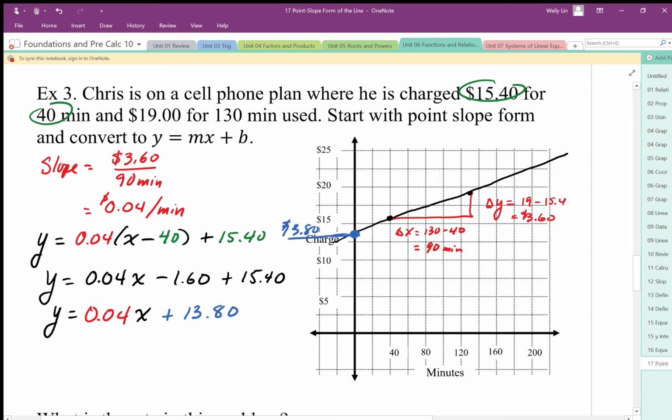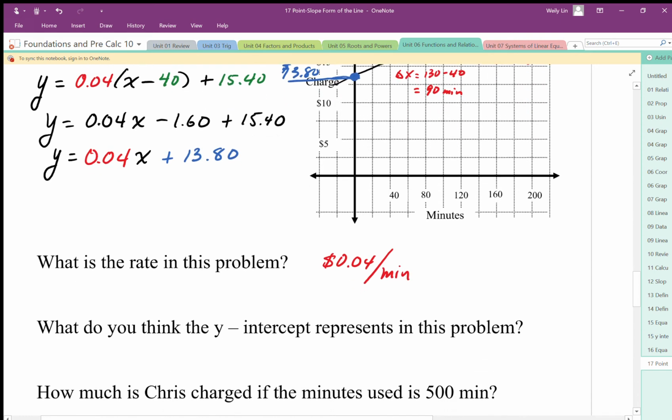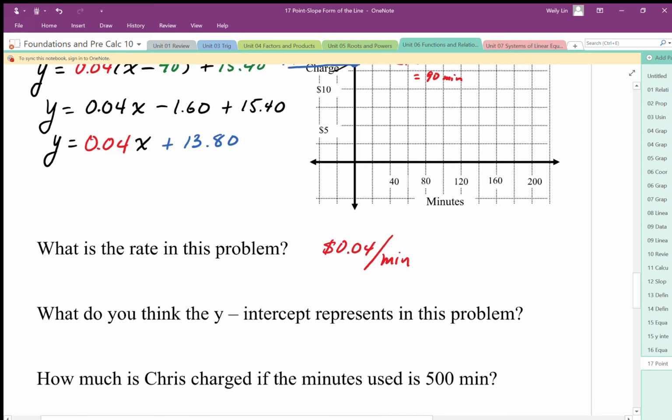This point slope form is useful to get the relationship here, but the y-intercept in a problem like this is very useful because it tells us something about the problem. The rate in the problem is going to be my slope, which is 4 cents per minute, and that's my unit rate. The y-intercept in this problem represents my initial charge, or the charge when the minutes used is 0. 0 minutes, $13.80 charged.